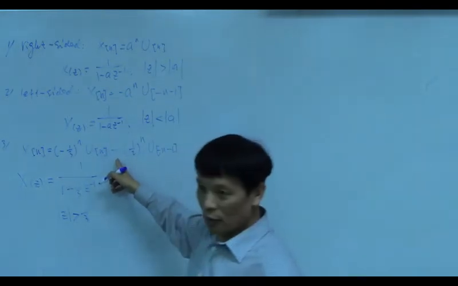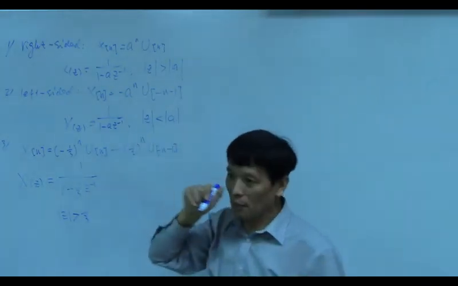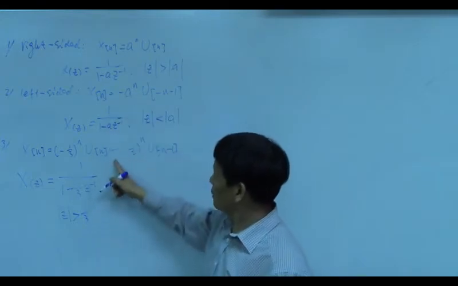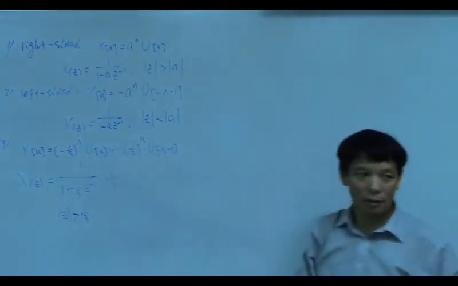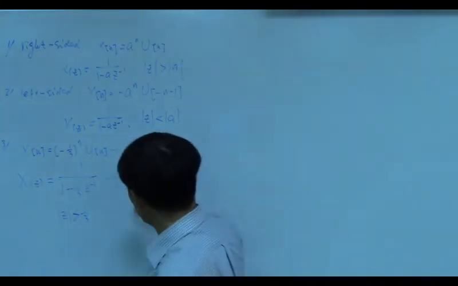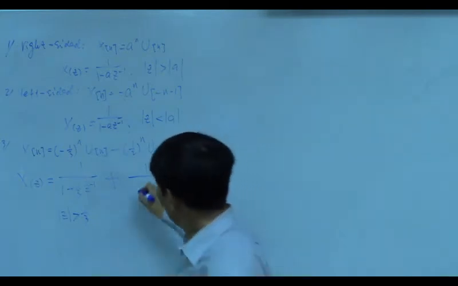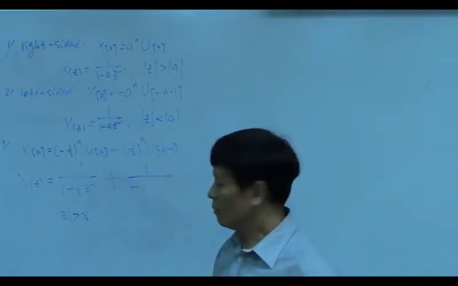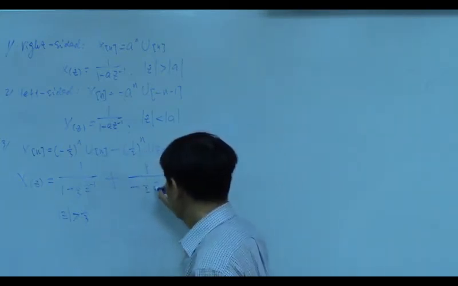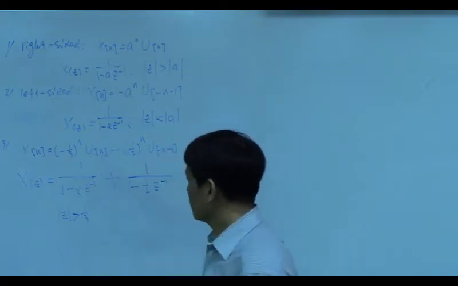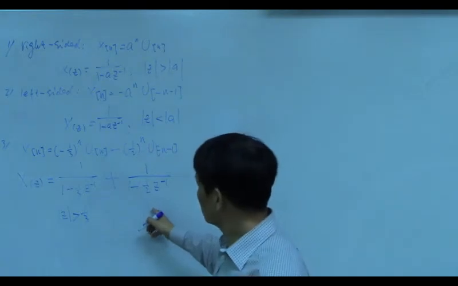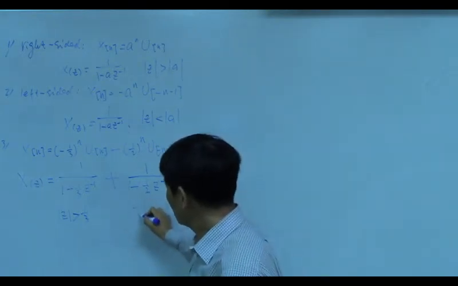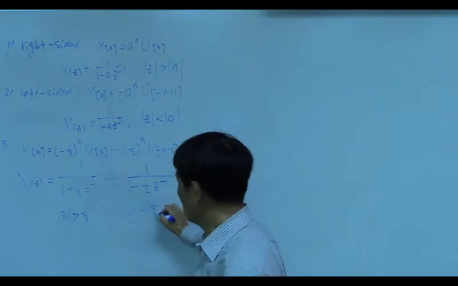Now compare the second part with the second example. Negative A to the n, so this is negative, already negative. That means we need to have a plus here. And what's the result here? Again, 1 over 1 minus 1/2 z to the negative 1. And the region of convergence for the second term is the absolute value of z less than half, right?